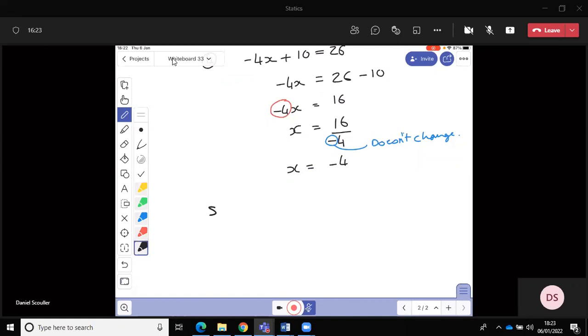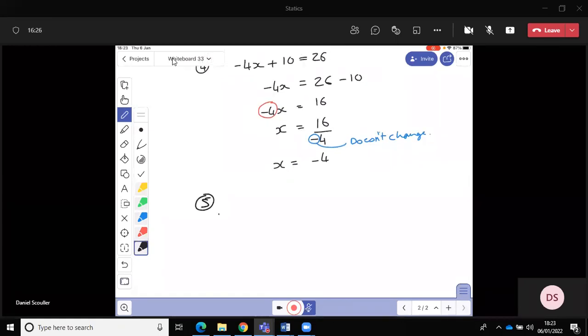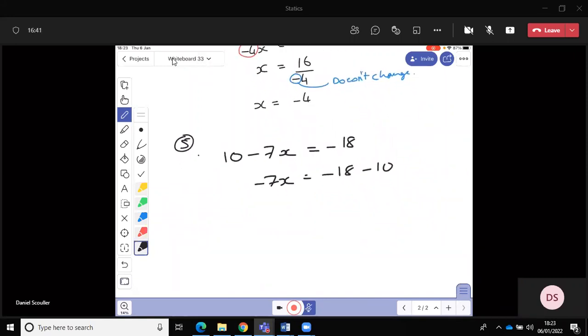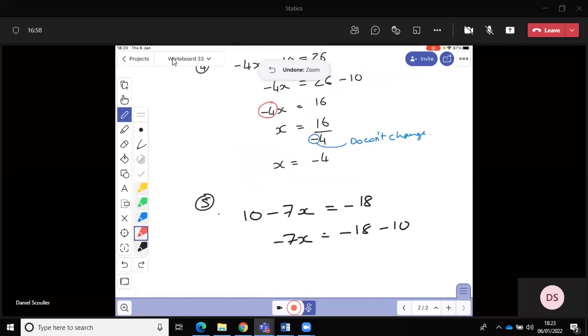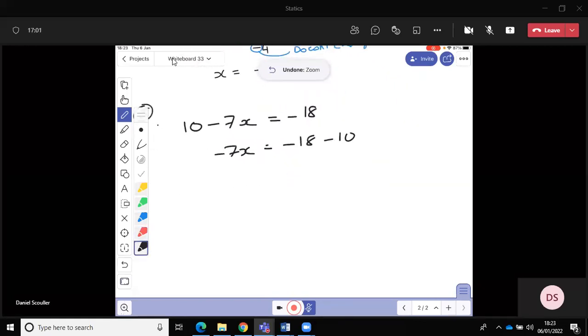Okay, minus 5. Why is that not showing? 10 minus 7x. Even though the order's changed a wee bit and the x is on the right-hand side of the expression, we just take over that plus 10. It's positive 10 on the left-hand side, so it becomes a negative 10 on the right-hand side. Negative 7x is negative 28.